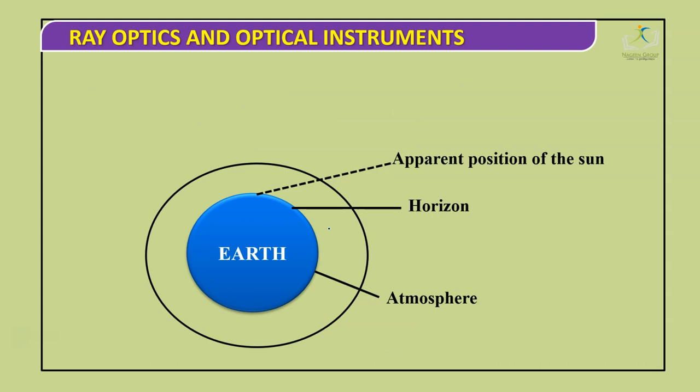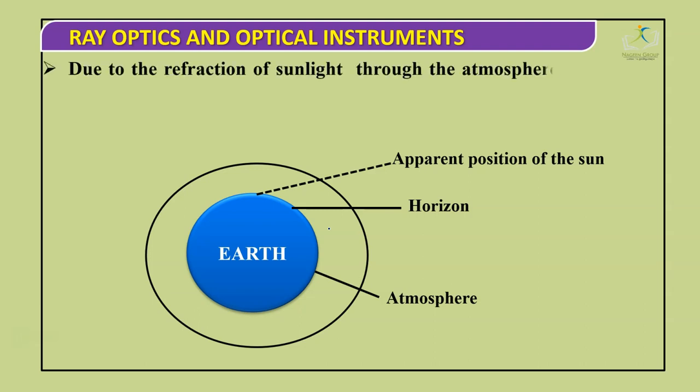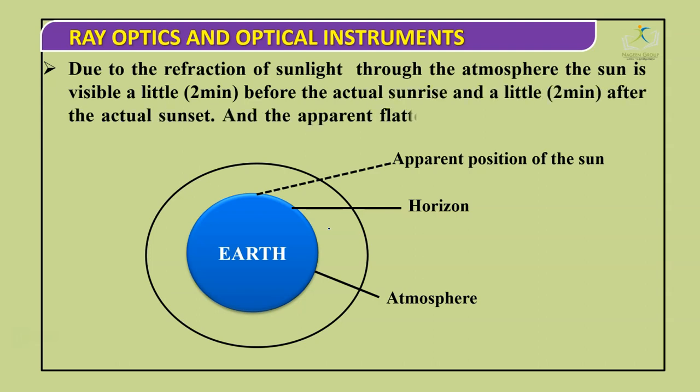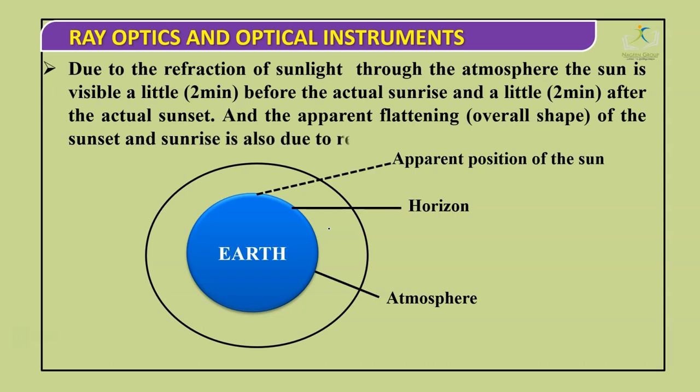Similarly, the apparent position of the sun we are looking at here is because of refraction. This is the earth's horizon, this is the atmosphere. Due to the refraction, sunlight through the atmosphere is visible a little bit, about 2 minutes before. So we call this problem early sunrise and delayed sunset. Before the actual sunrise we can see the sun, and after the sunset, again 2 minutes later, we can still see the sun.